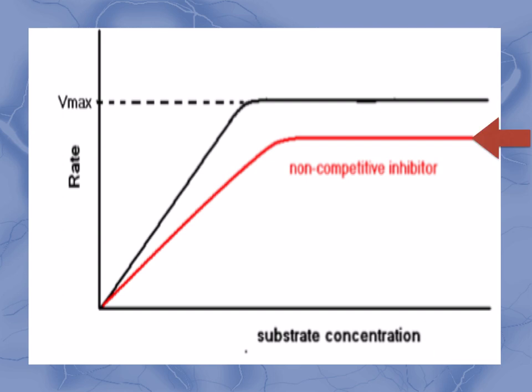Now, why do you have a lower maximum rate of reaction? This is because the enzyme's not working efficiently in the presence of the inhibitor.